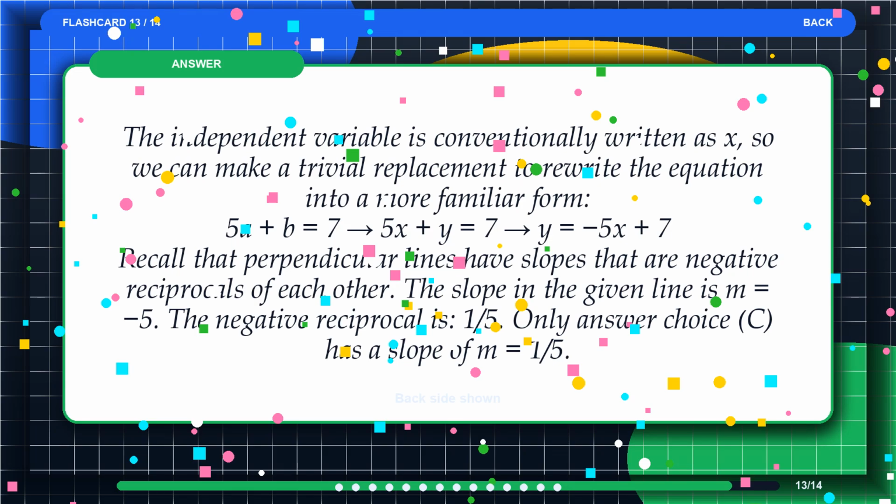The answer is: the independent variable is conventionally written as x, so we can make a trivial replacement to write the equation into a more familiar form. 5a plus b equals 7 becomes 5x plus y equals 7, which becomes y equals minus 5x plus 7. Recall that perpendicular lines have slopes that are negative reciprocals of each other. The slope of the given line is m equals minus 5. The negative reciprocal is 1/5. Only answer choice C has a slope of m equals 1/5.